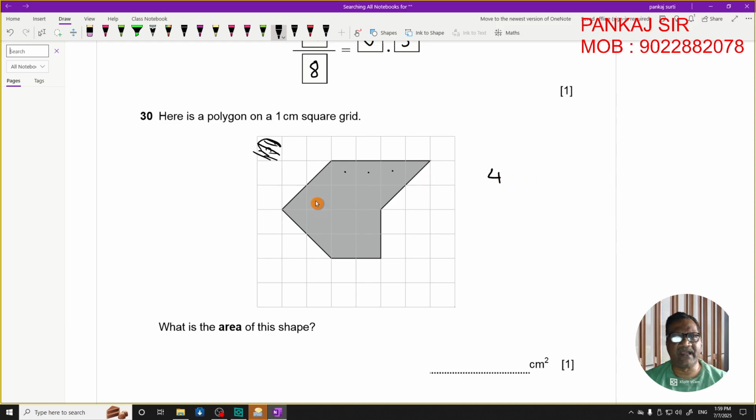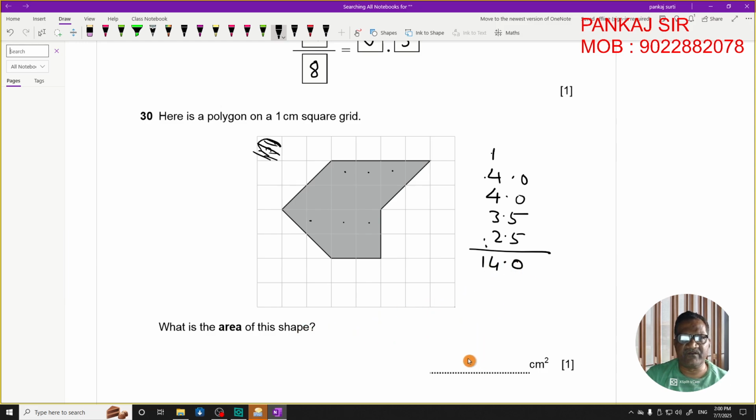In the second row I have 3 full boxes and then 2 half boxes. So 3 and 1, again 4. Then in the third row I have 1, 2, 3 boxes full and a half, so this will be 3.5. And in the next row I have 2 boxes full and 1 half, so this will be 2.5. Now if I add this up, 5 plus 5, 10, 0, 1 carried, 4 plus 4, 8, 8 plus 1, 9, 10, 11, 11 plus 3 is 14. So I get 14.0 total.